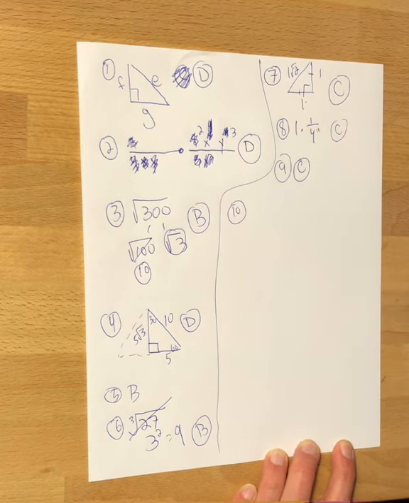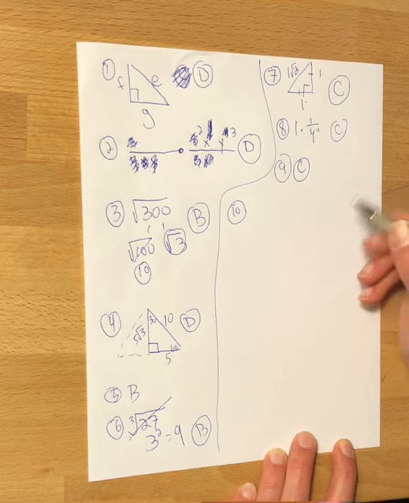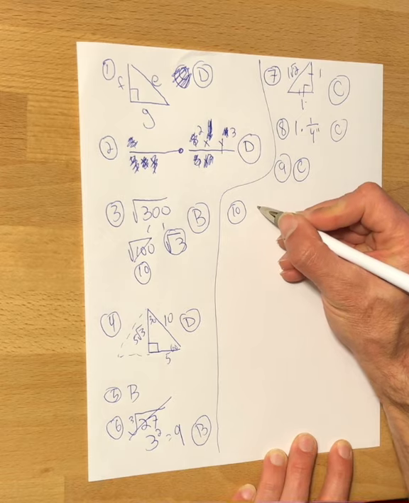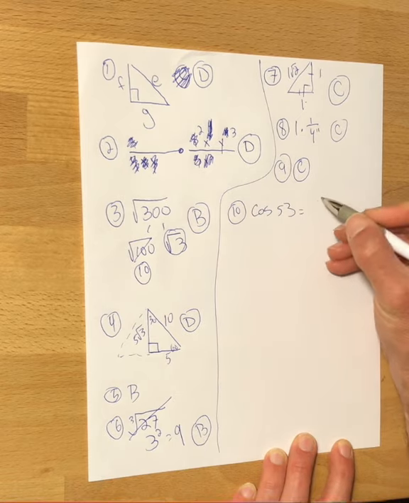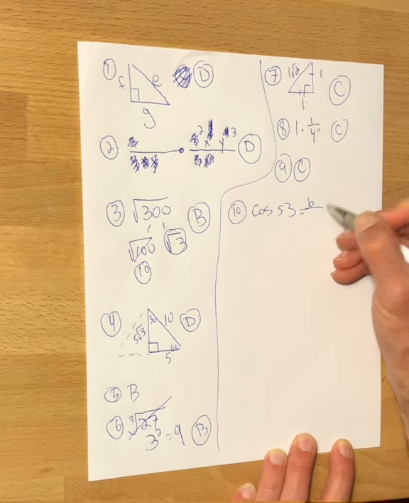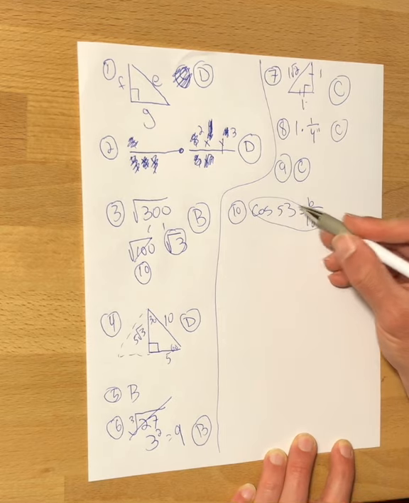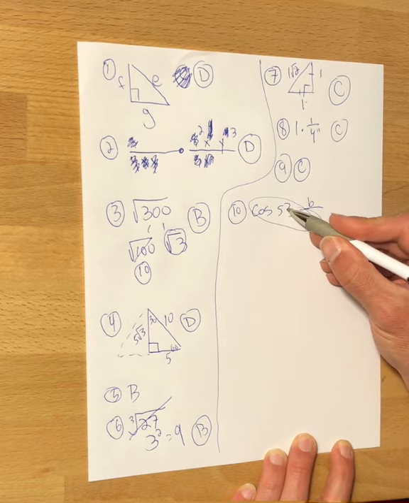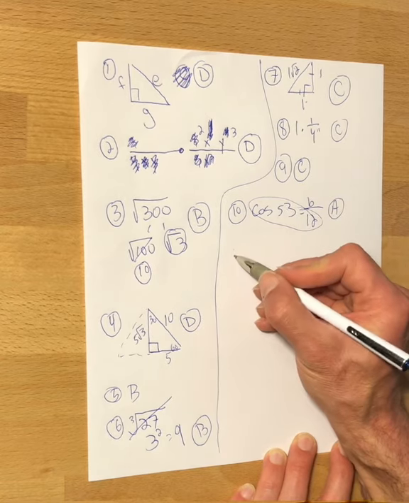For number 10, you have to find the value of B, and it's a right triangle, so you're going to say cosine 53 because you're given your adjacent and you're trying to find your hypotenuse, so you just cross multiply. 12 times cosine of 53 is going to give you letter choice A.